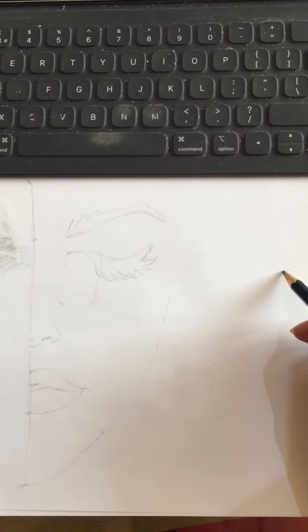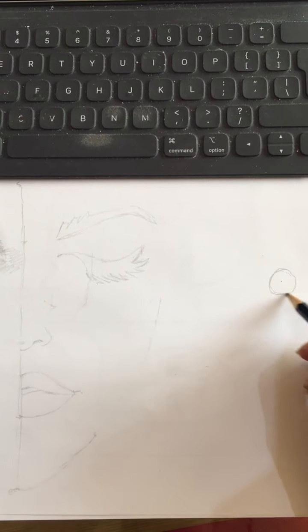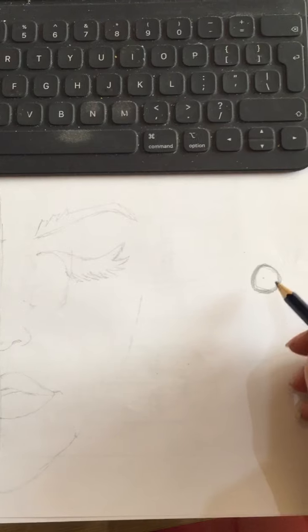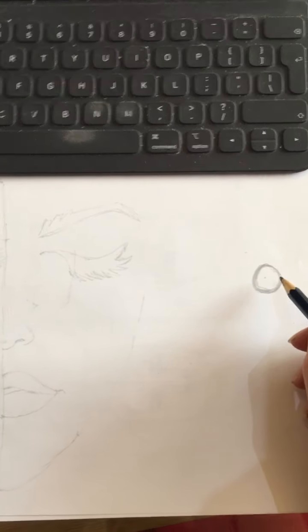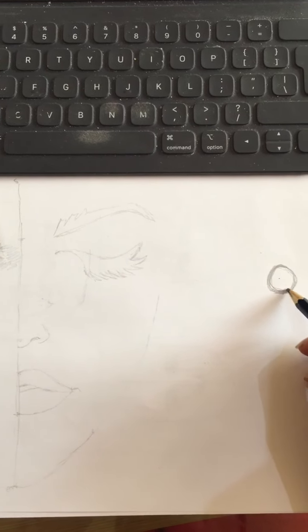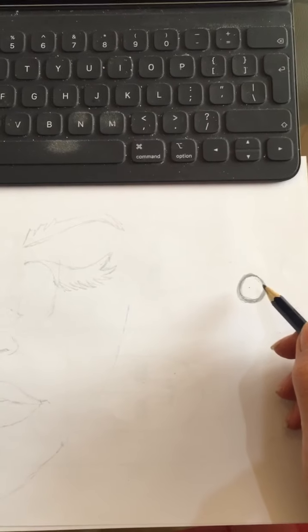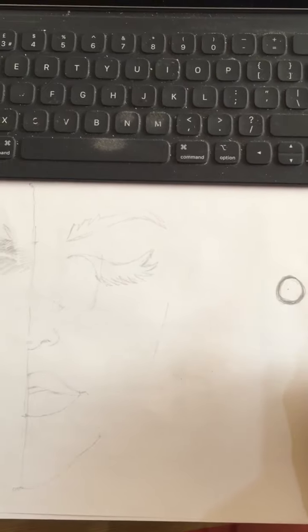Anyway, if we have a circle on the paper here. Now, if I'm drawing that circle, I'm drawing in positive space. I'm drawing what it is that I want to be the subject of my piece of art.